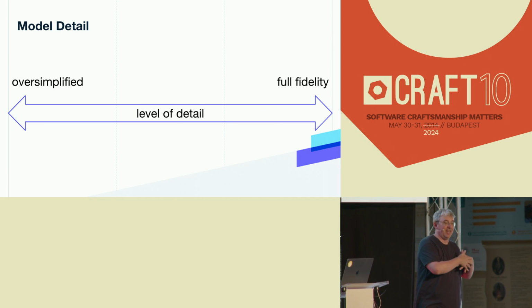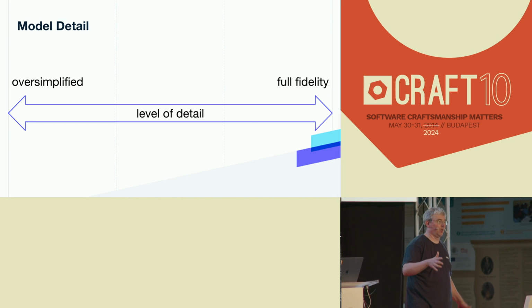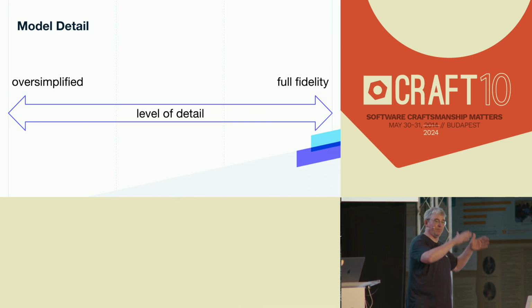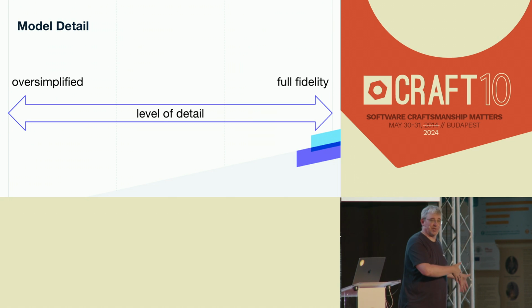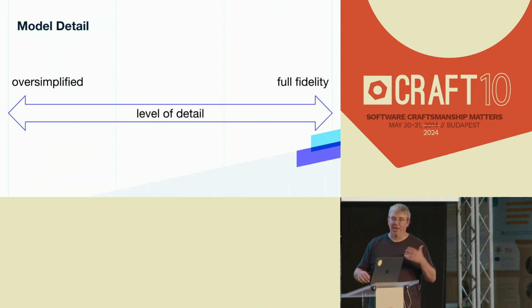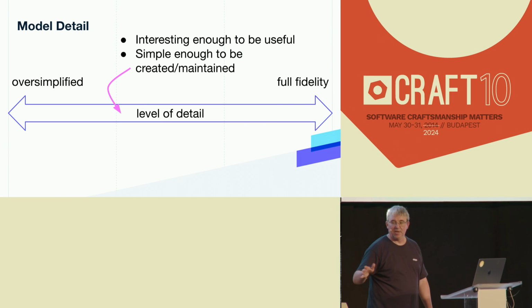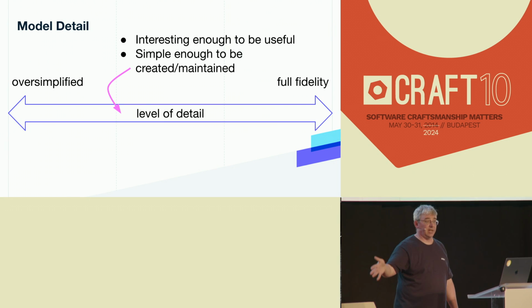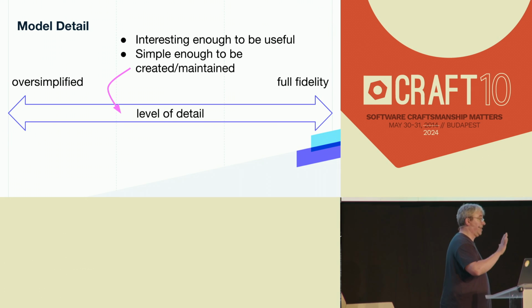Because anytime they change the database, I'm gonna have to change my model. Right? So we probably don't want to do that. If I'm building a full fidelity model, I'm basically implementing a database. And that's what the database is for, not my model. So we really want to find something that's in a sweet spot in the middle: we want the model to be interesting enough to be useful, but simple enough that we can create and maintain it.